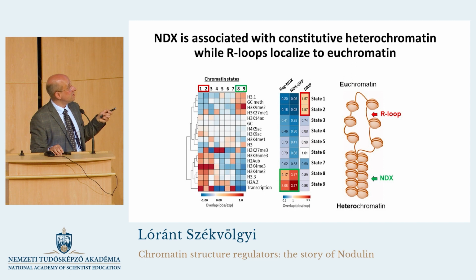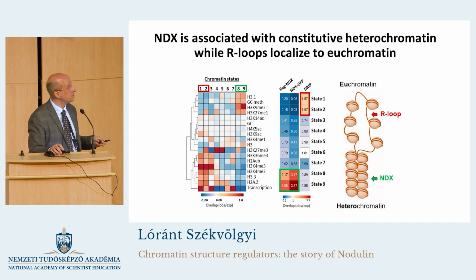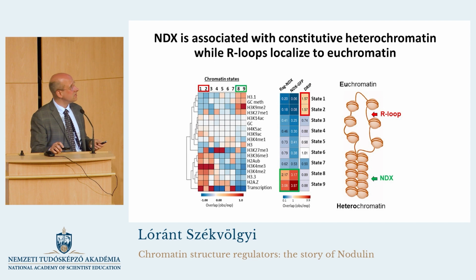I hope you appreciate that the R-loop structures are mainly enriched over the euchromatic regions, so the open regions. However, the NDX protein is mainly enriched in the closed, rigid chromatin region, which is typically the constitutive heterochromatin. So again, we see an antagonism between the location of R-loops and the NDX protein.